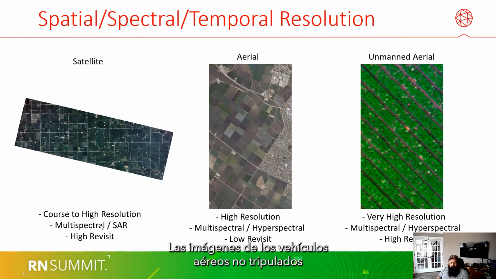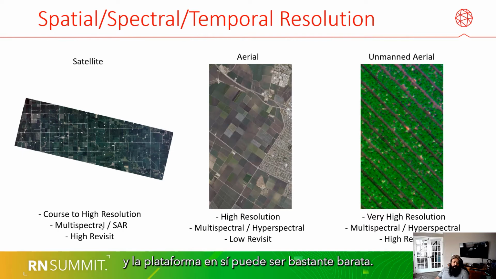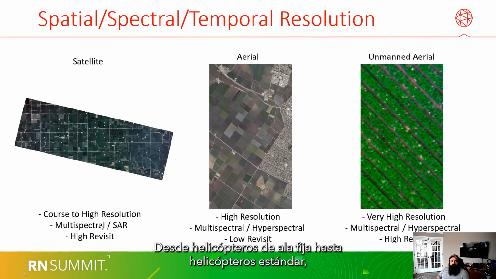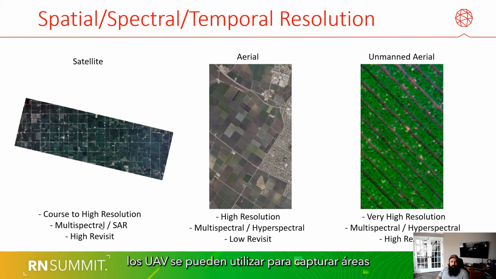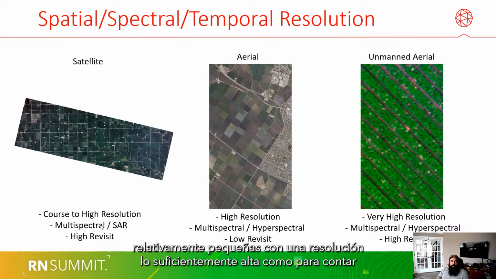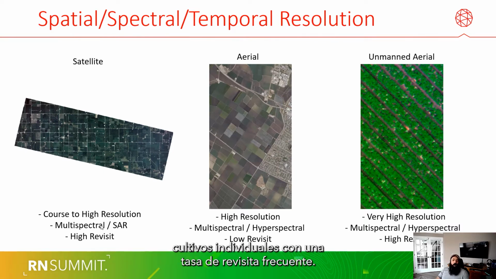Imagery from unmanned aerial vehicles will often be on the order of a few centimeter resolution. And multispectral and hyperspectral cameras have been miniaturized to be able to fly on these. And the platform itself can be pretty cheap. From fixed wing or rotorcopter UAVs, they can capture relatively small areas at high enough resolution to get to see individual crops at a frequent revisit rate.